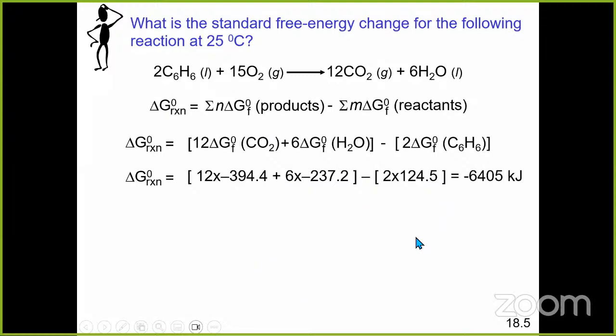And then you do your number crunching and you see here that the free energy of the reaction is equal to minus 6,405 kilojoules, all right? So that's basically what happens. That's typically how you do this type of calculation.